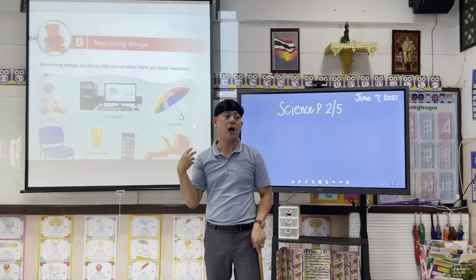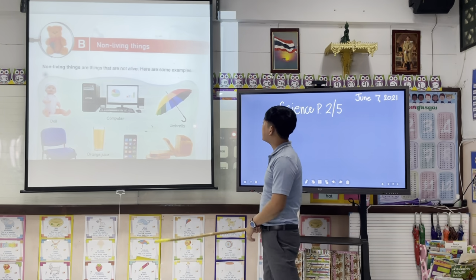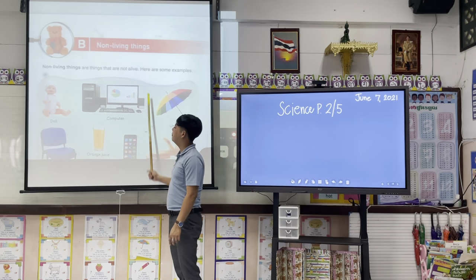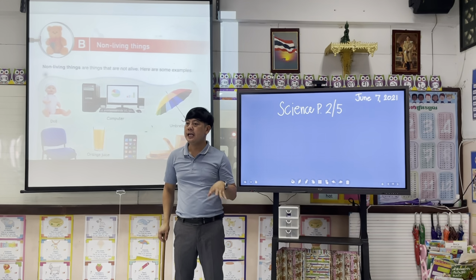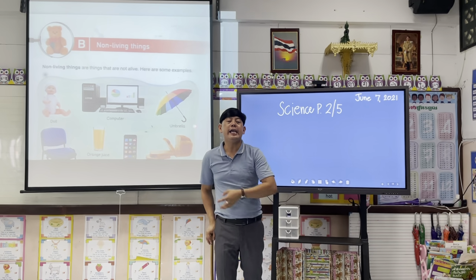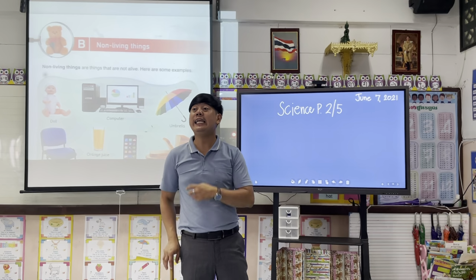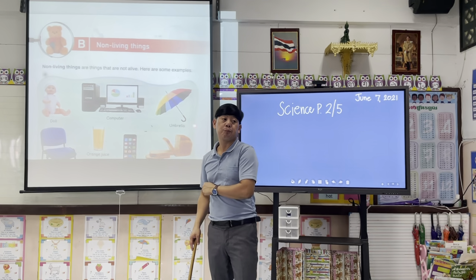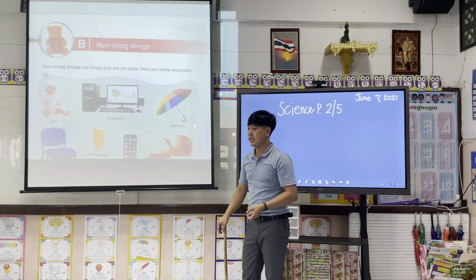It is the opposite of living things. Non-living things are things that are not alive. Not alive means no life. Here are some examples. It means no life. It doesn't grow. It doesn't reproduce. It doesn't move. It stays in one place.